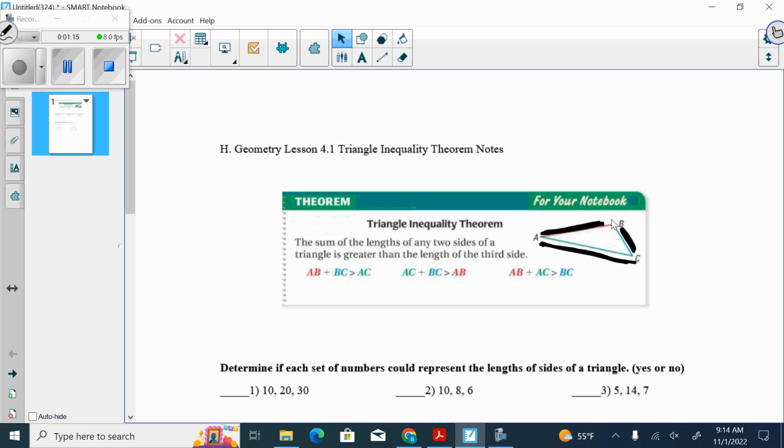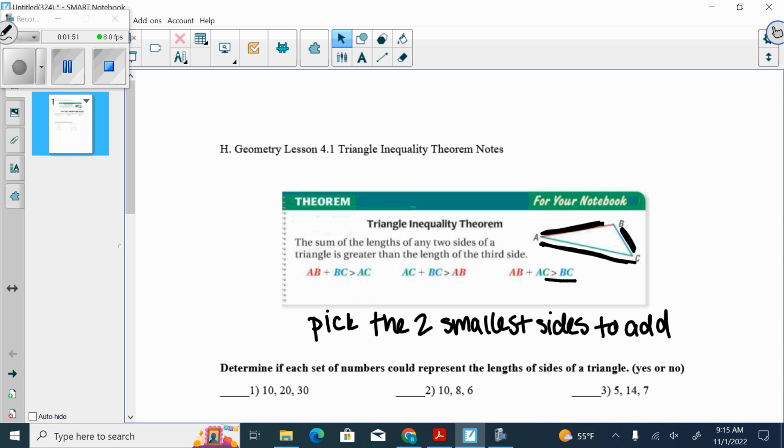We don't want to have to add them up all three ways every single time, right? So the way to ensure that it will work is if I add up the two shortest sides and the sum is greater than the biggest side, then it should work no matter what. So whenever you determine what to add, pick the two smallest sides. That way we're not having to do it all three ways like they did here every single time.